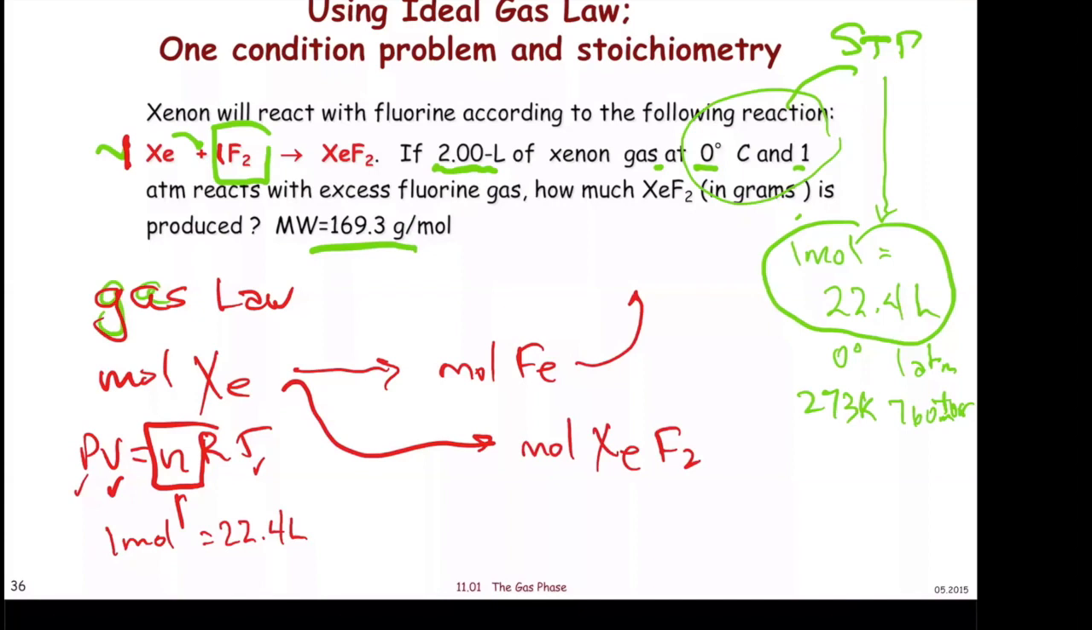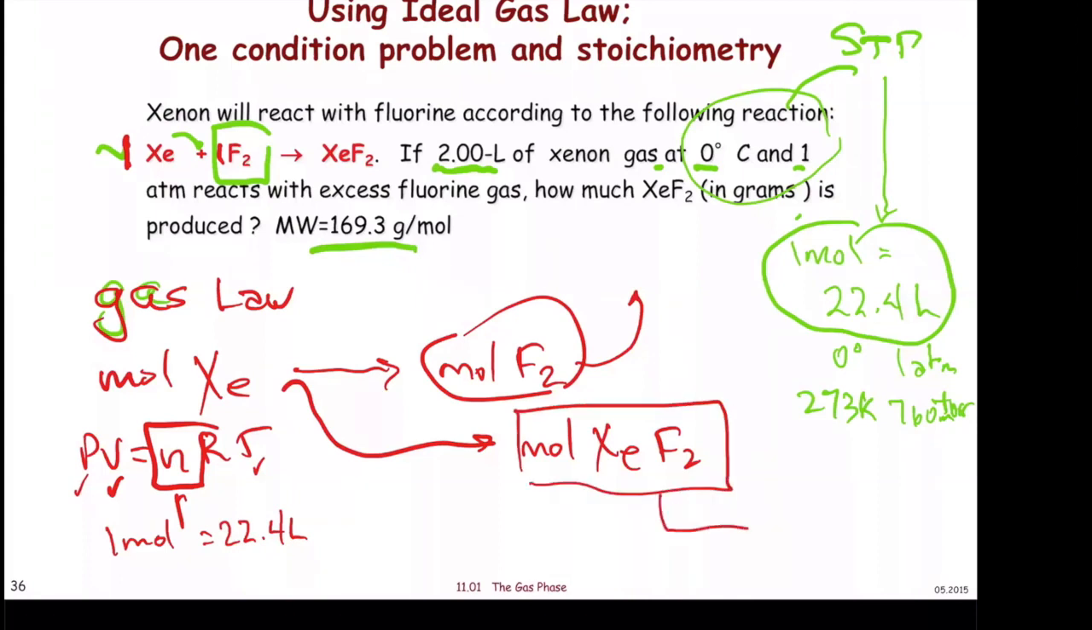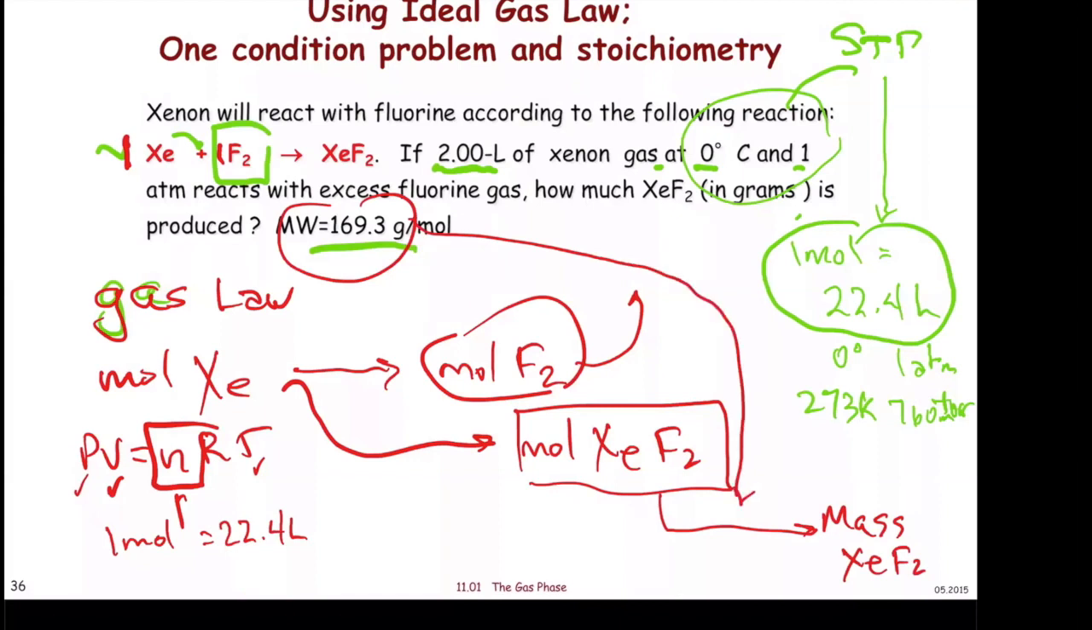Okay, so let me erase this real quick. Fluorine, which is F2, not Fe, okay, is going to react in a 1-to-1 ratio with xenon, and it'll produce in a 1-to-1 ratio xenon fluoride. Once we have the moles of xenon fluoride, then we can get the mass of xenon fluoride using the molar mass, which is 169.3. So that's the strategy that we'll use. Okay, first we calculate the moles of xenon. That moles of xenon will be equal to the moles of xenon fluoride. Then we can calculate the mass of xenon fluoride.